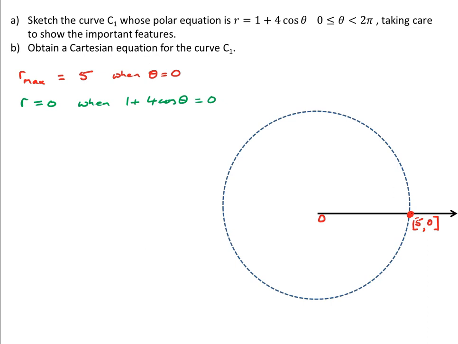It's worthwhile finding out when r equals 0. Well, r equals 0 when 1 plus 4 cos theta equals 0. In other words, when cos theta equals -1/4. And if we're working in radians, cos theta equals -1/4 gives me theta is either 1.823 radians or 4.46 radians. So when theta equals 1.823 or 4.460, r equals 0 and the curve passes through the pole. That is the origin.